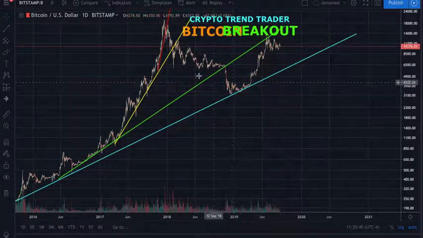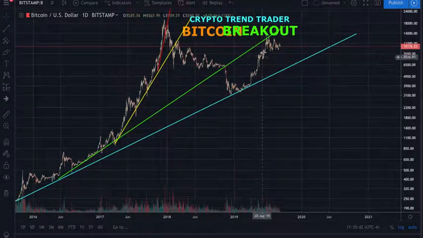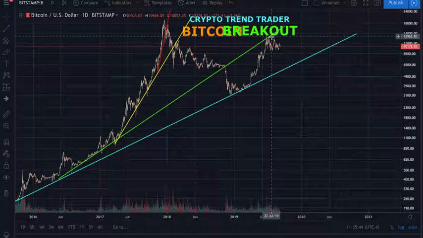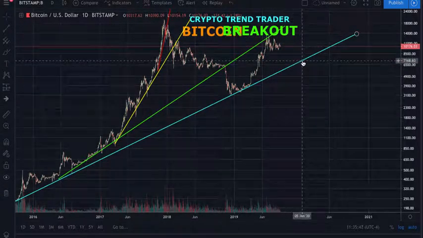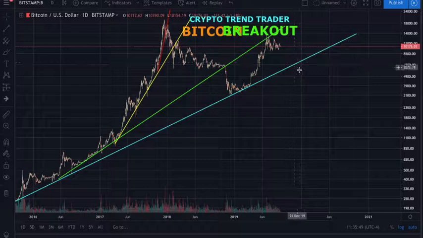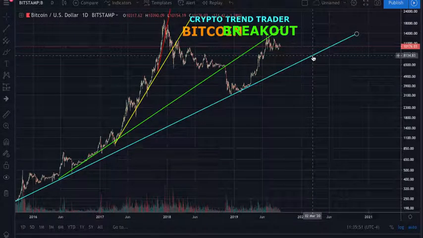So at this point in time, once we had fallen through this green line here and we came back and tested it as resistance, it's likely that what's going to happen next is we're going to come back to this blue line and possibly even fall through that and then come through and test that as resistance.